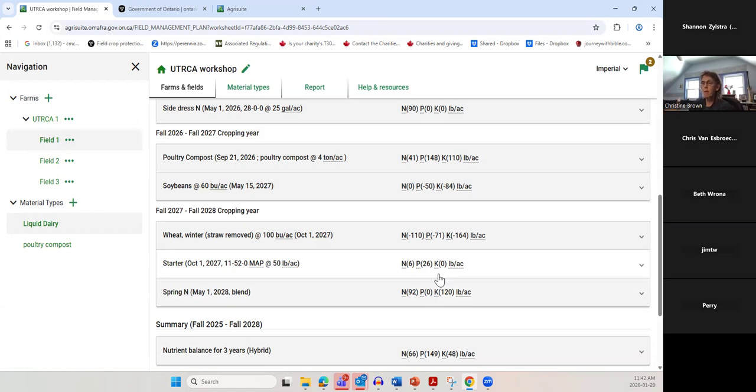But if I'm at a low level, then I have no choice but to at least utilize some fertilizer because I can't grow a good crop without fertilizer. If I'm high, again, that gives me some opportunities to save on commercial fertilizer and really maybe just look at starter fertilizer.